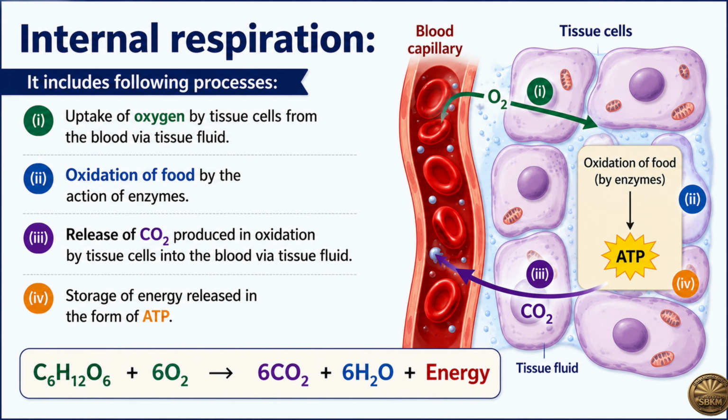Internal respiration includes the following processes. 1. Uptake of oxygen by tissue cells from the blood via tissue fluid. 2. Oxidation of food by the action of enzymes. 3. Release of CO2 produced in oxidation by tissue cells into the blood via tissue fluid. 4. Storage of energy released in the form of ATP. C₆H₁₂O₆ + 6O₂ → 6CO₂ + 6H₂O + energy.